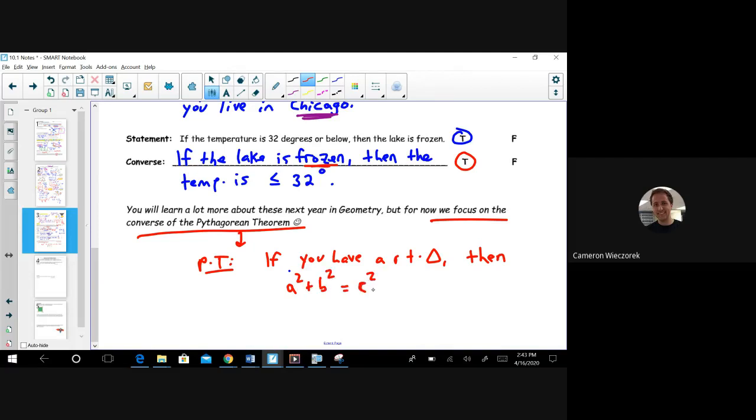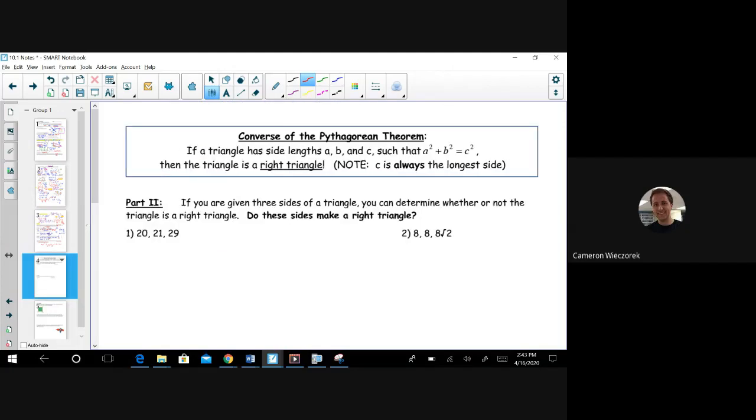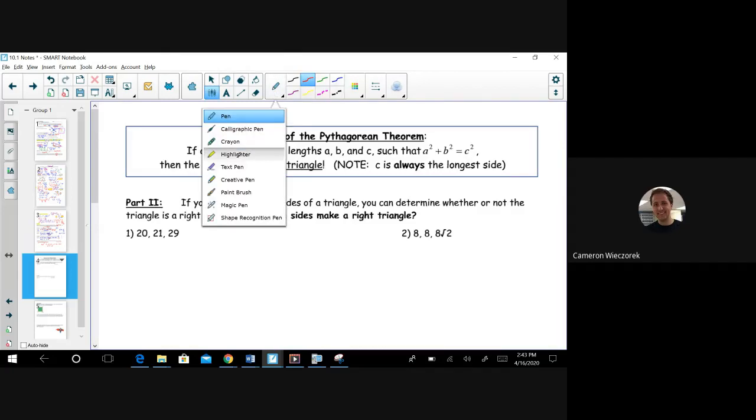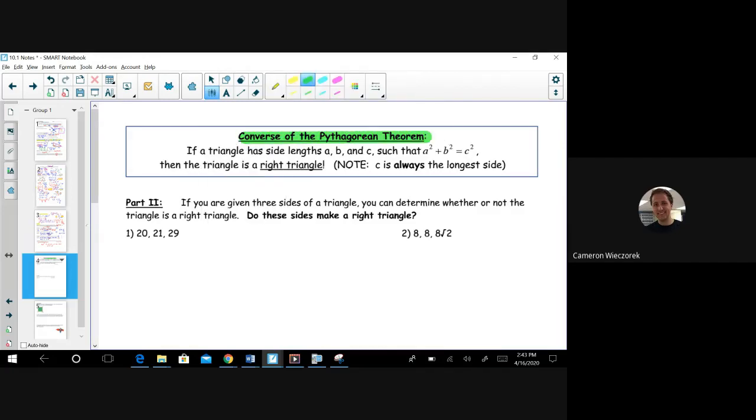Well, what if we flip that statement around? If you have a triangle that has three sides, a, b, and c, if a squared plus b squared equals c squared, then it must be a right triangle. That's exactly what I have at the top of the next page. The converse of the Pythagorean theorem says that if you have a triangle with sides a, b, and c, and you know that a squared plus b squared equals c squared, then the triangle must be a right triangle. All we did is we flipped the statement around.